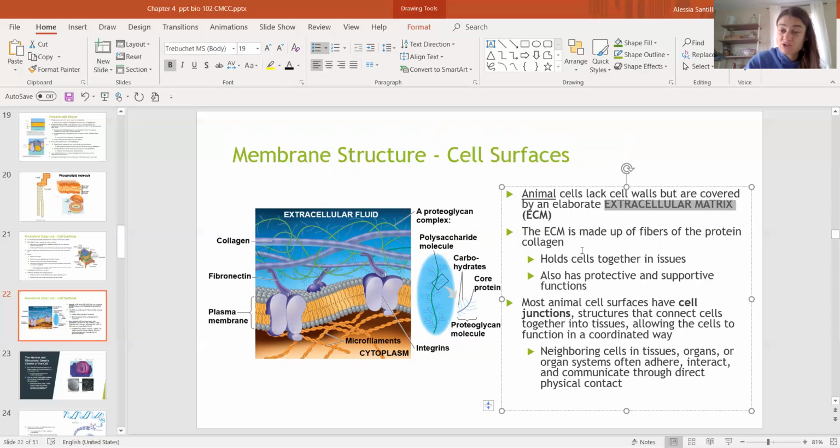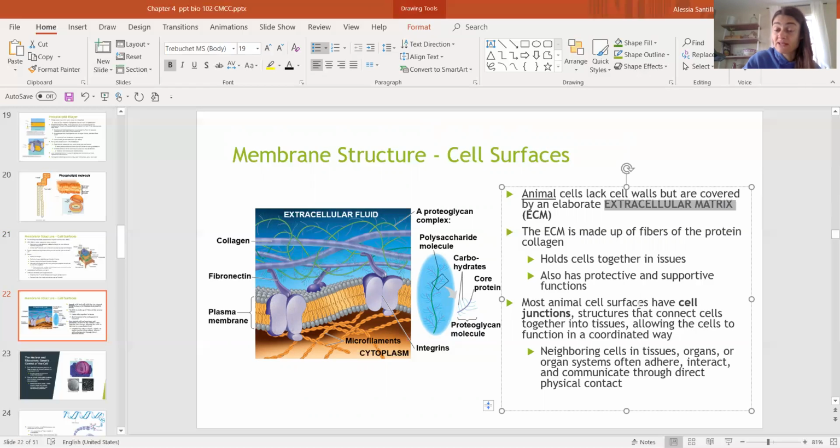So the extracellular matrix is basically a net made out of fibers of proteins and a lot of collagen. We've talked about this protein before. It holds the cells together in tissues. It also has protective and supportive functions as well. In addition, we have cell-to-cell communication as well.